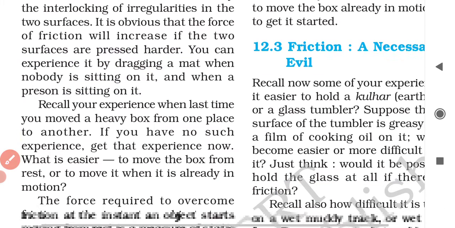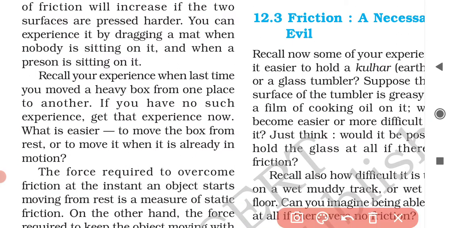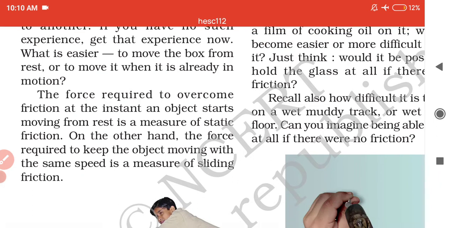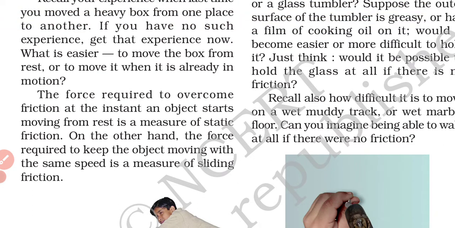Recall your experience when last time you moved a heavy box from one place to another. If you have no such experience, get that experience now. What is easier, to move the box from rest or to move it when it is already in motion? It is easier to move the box which is already in motion, because to move the box which is at rest you need to apply greater force.